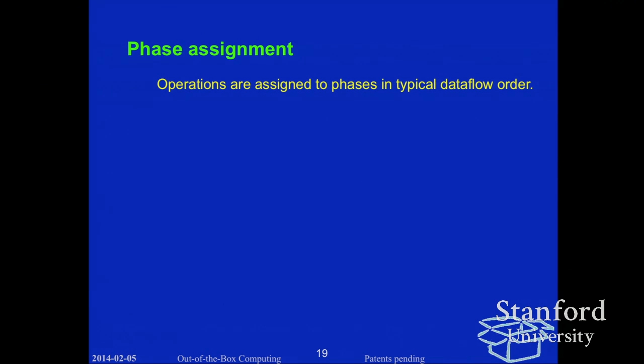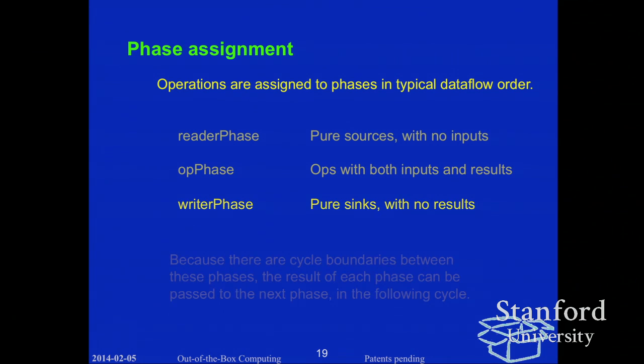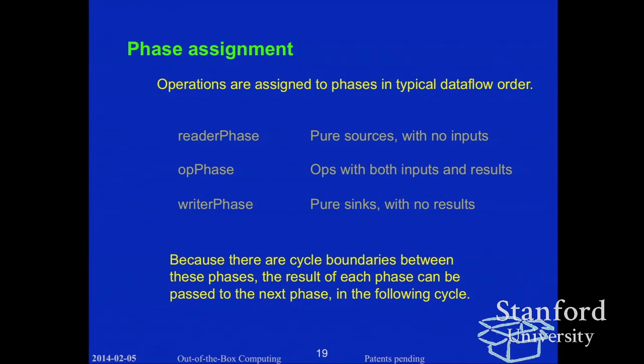Now, phase assignments. I alluded to this. Those operations which will be assigned to reader phase will be all those that don't need any inputs. They can just be done as soon as they get decoded. Op phase are those things which need to have some inputs and also produce results that somebody's going to want to consume. And writer phase are pure sinks, things which will grab values but do not have to pass them to anybody else. There are cycle boundaries between these, and as a result, each phase can, in fact, pass to the subsequent phase, even though they are in the same instruction, because they issue at different times.